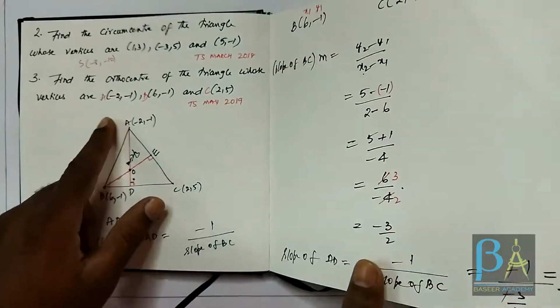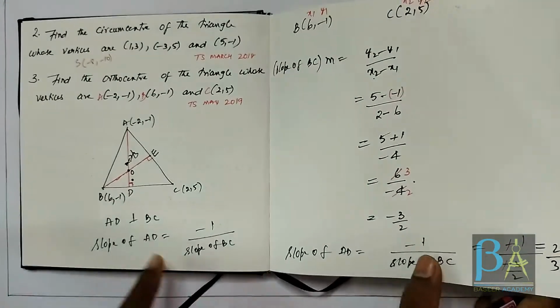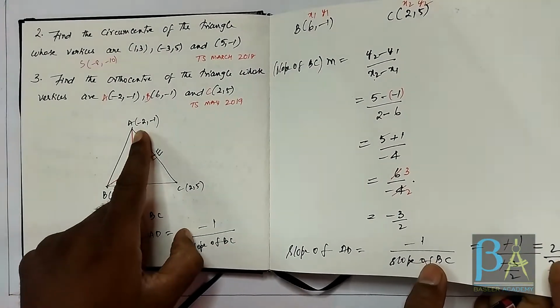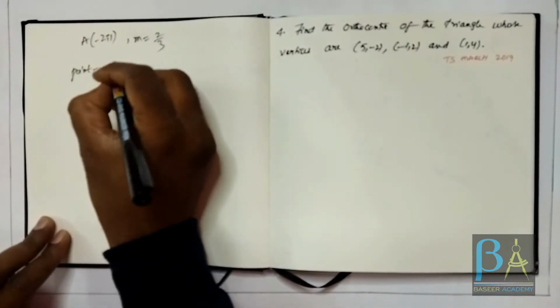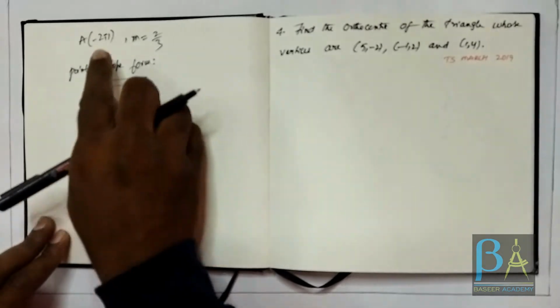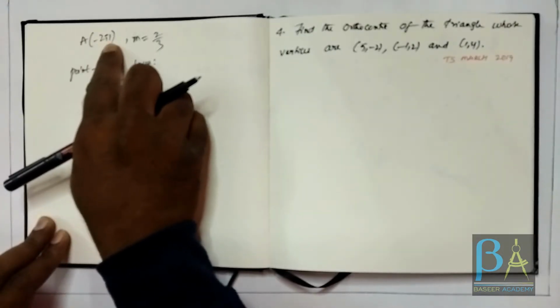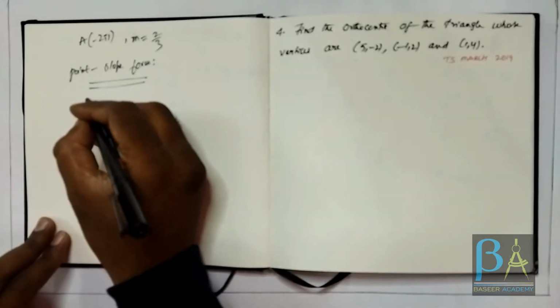A is minus 2 comma minus 1, and then the slope is 2 by 3, isn't it? The slope is 2 by 3 and the point is minus 2 comma minus 1. So let us use the point slope form to find the equation of AD. I have a point here, minus 2 comma minus 1, and then I have a slope. Let me use the point slope form. And what is point slope form?